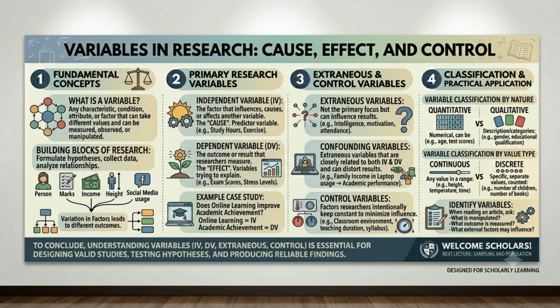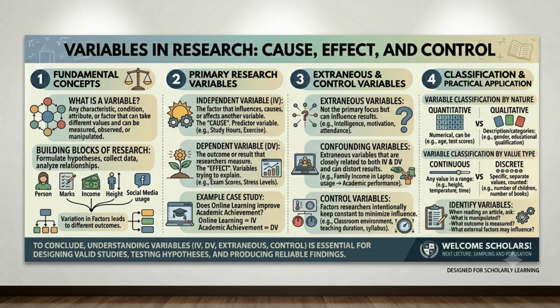To ensure fairness, the researcher may keep the classroom environment, teaching duration, syllabus, and examination pattern the same for all participants. These factors become control variables because they are held constant throughout the study. Control variables help researchers isolate the effect of the independent variable on the dependent variable. By reducing the influence of external factors, researchers can make stronger conclusions about cause and effect relationships.